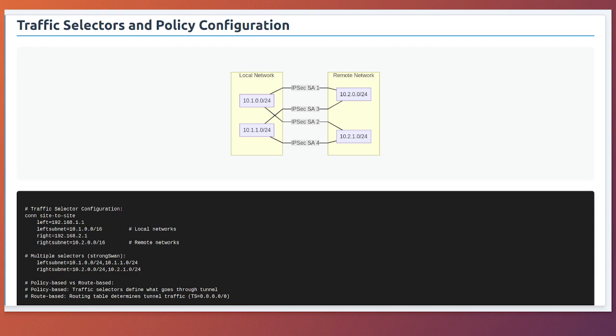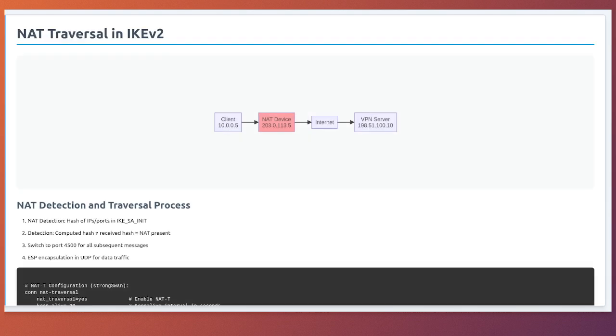The configuration example on the slide shows a typical scenario. Notice how we specify both local and remote subnets, creating a bidirectional policy. Modern implementations like StrongSwan can automatically derive the reverse direction, but it is good practice to be explicit in your configuration. NAT traversal in IKEv2.